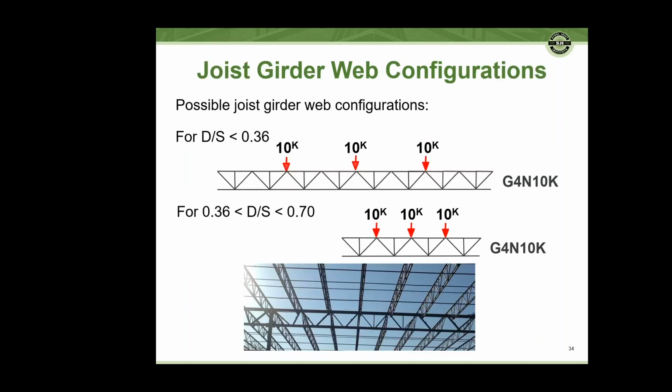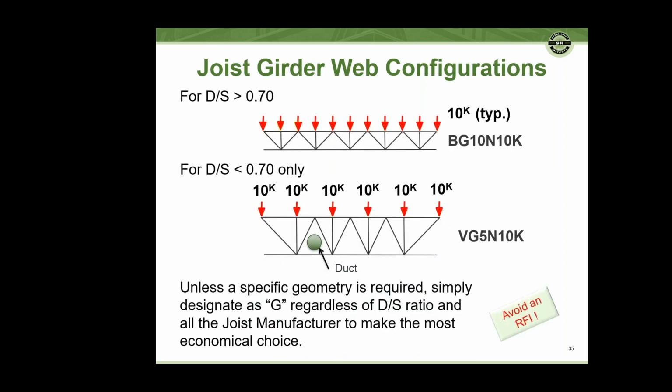There are some different ways to configure a joist girder, and this D/S ratio would be the depth of the girder relative to the spacing of the joist. So what we see here is the top example is pretty rare, where we'd be putting multiple panels between each joist spacing. The second one is the more typical, where the joists sit at the diagonal intersections of the top chord, and that's what's presented in the picture.